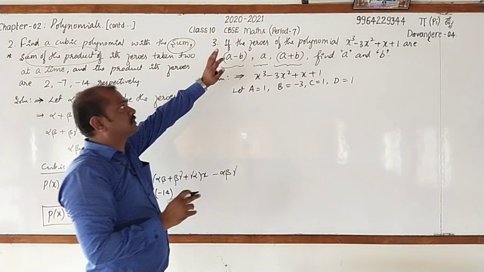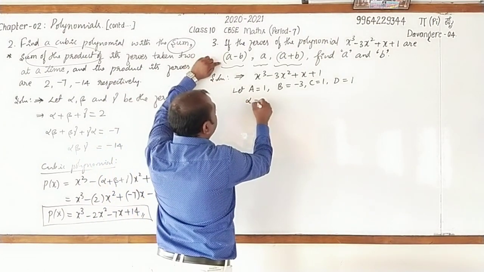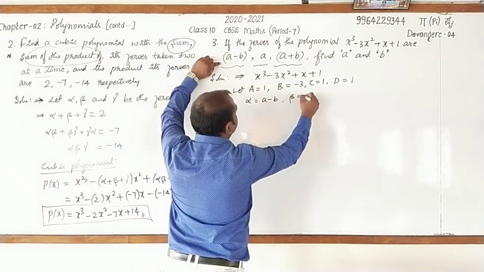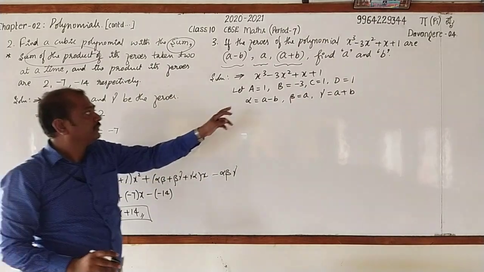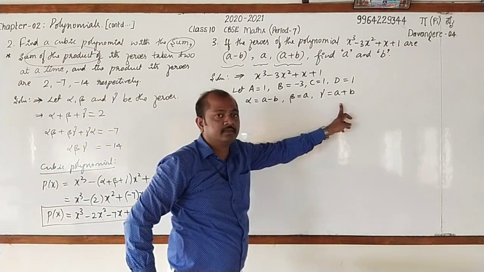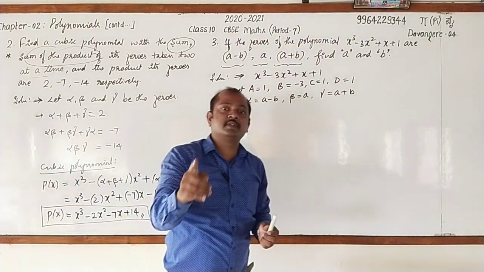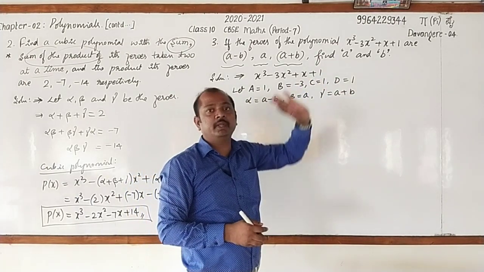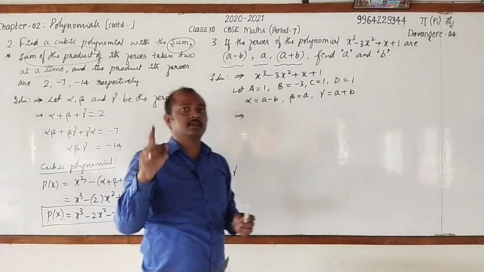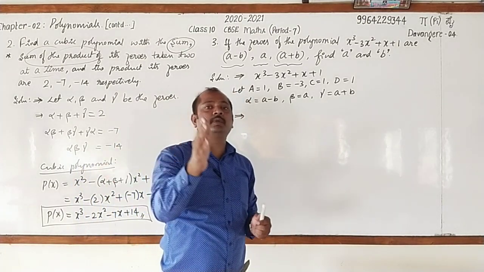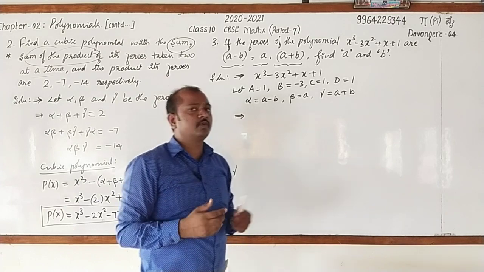Next, these are the three zeros. What are the zeros? A minus B, A and A plus B are the zeros. I go for taking alpha equal to A minus B, beta is equal to A and gamma is equal to A plus B. Observe, we have the coefficients as well as the zeros. If it is so, can we use the relationship between zeros and coefficients to find out A and B? Yes, we can. Then what are those? There are three possibilities. Alpha plus beta plus gamma, alpha beta, beta gamma plus gamma alpha, or alpha into beta into gamma. Let's take a suitable one.